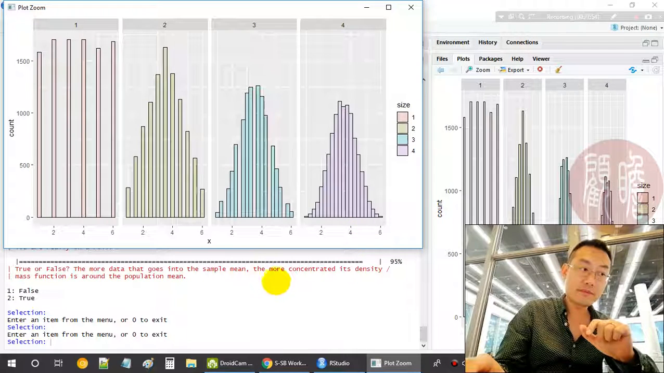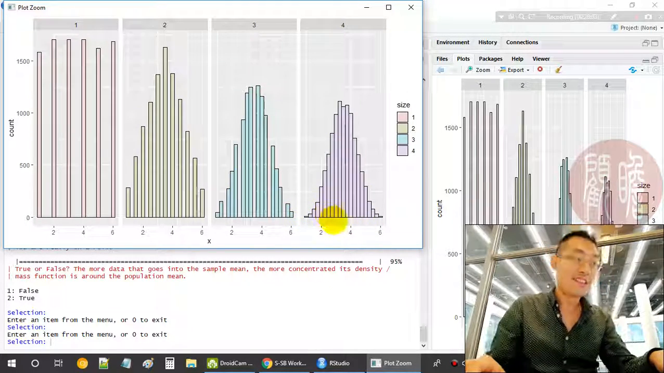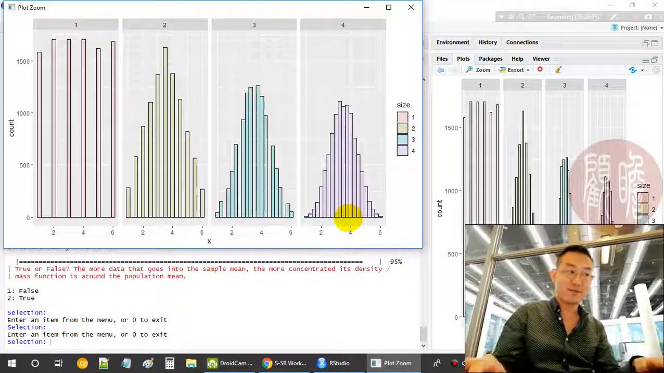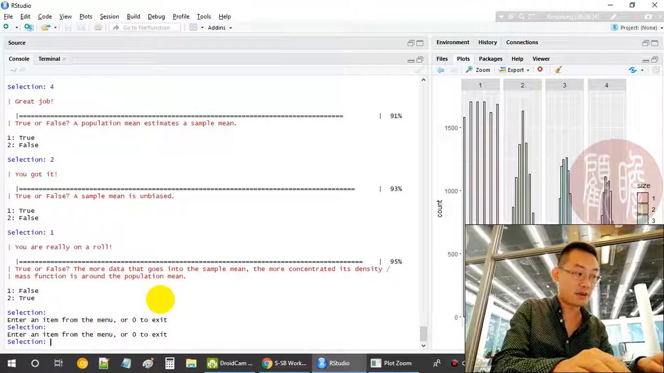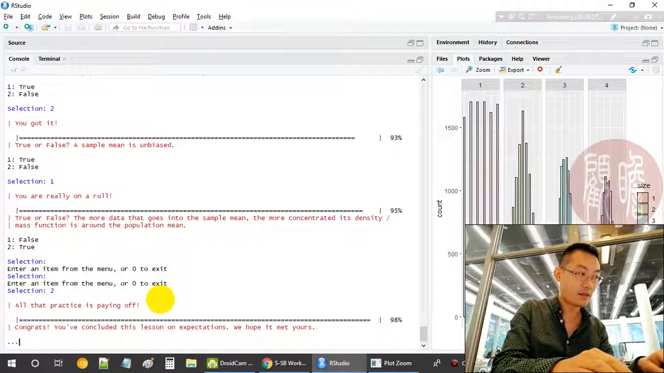So what do we observe? The more concentrated is the density function. These are the density functions, the distributions. Are they more clustered? With more samples going into the mean, they are more centered. This one is loose, and this one is even looser. This is more centered at 3.5, and the two tails have fewer occurrences. So this is true. This is actually the power of the central limit theorem. Yeah, so that's the end of this lesson about expectations.